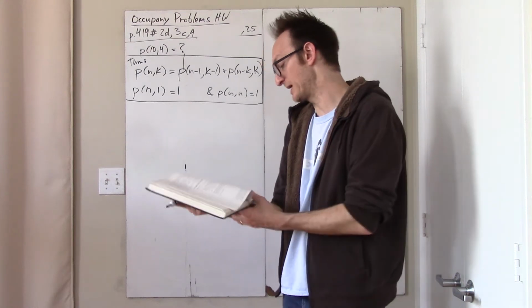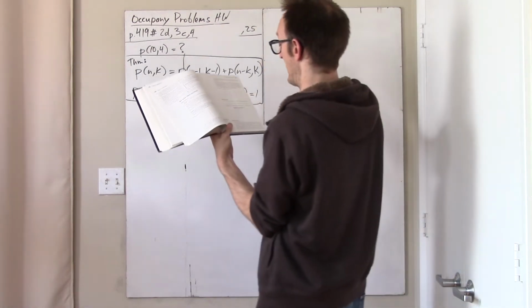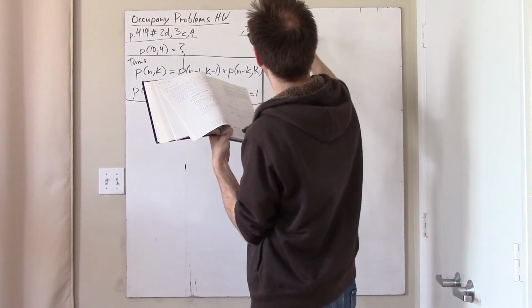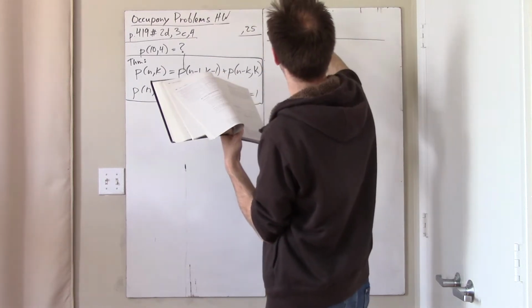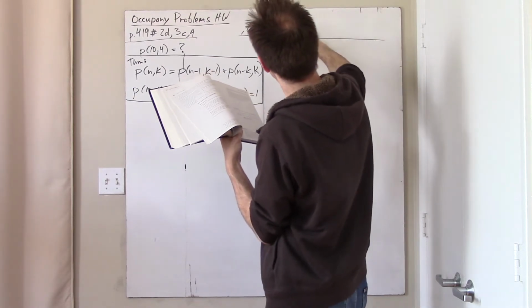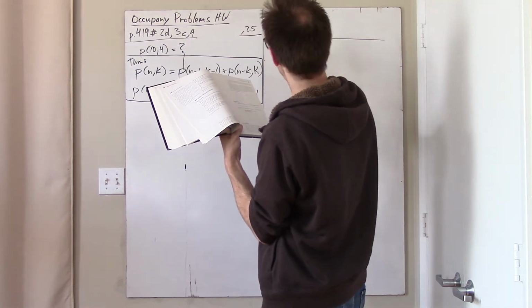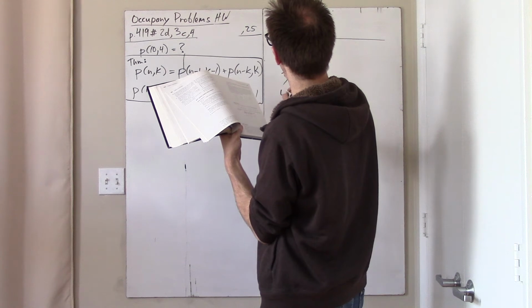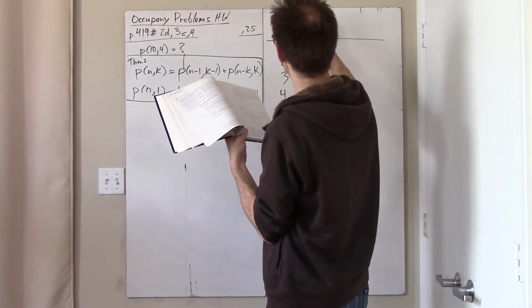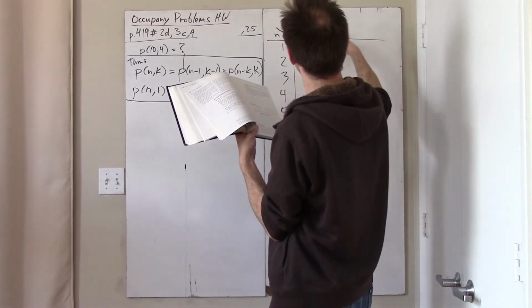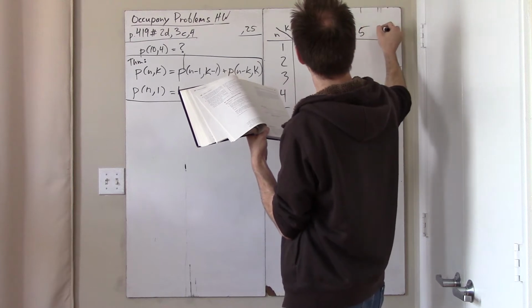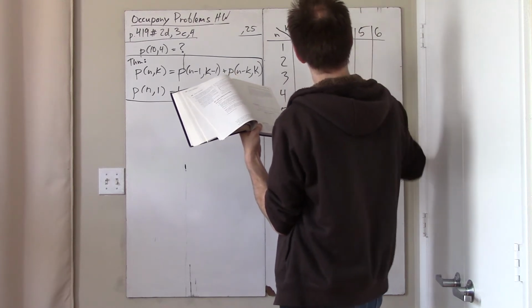And actually, here is what this table looks like. The way he sets it up is like this is n and this is k. And so n could be 1, 2, 3, 4, 5, 6. His table goes up to 6, so ours will too. 1, 2, 3, 4, 5, 6. Okay.